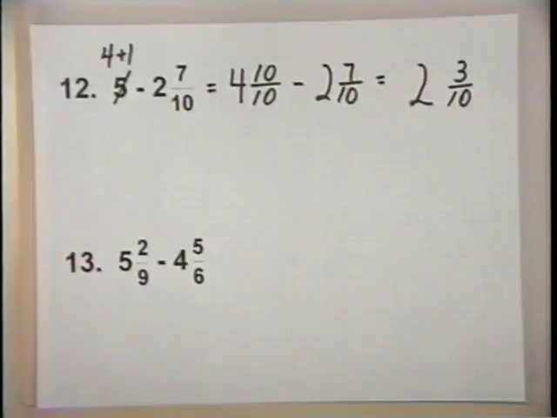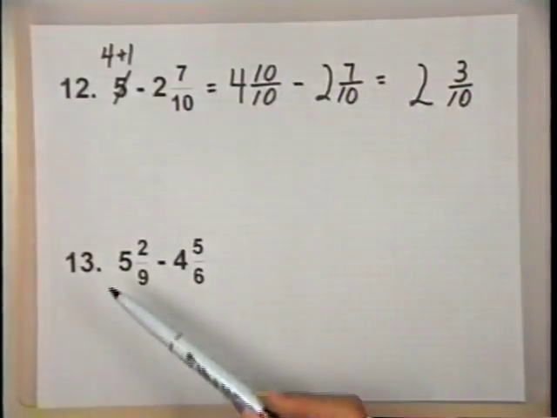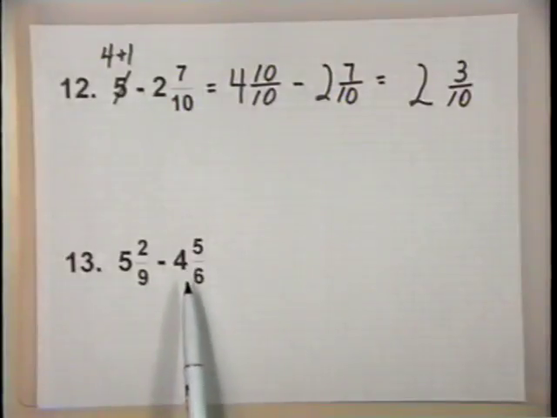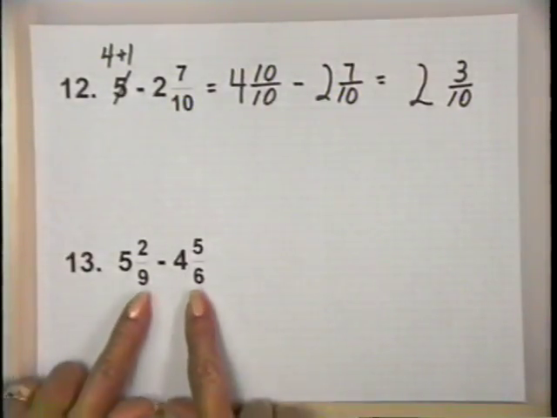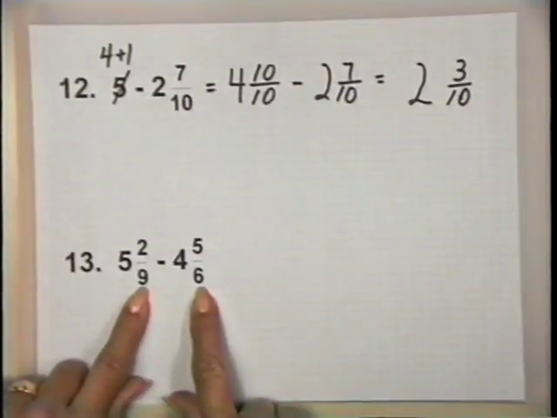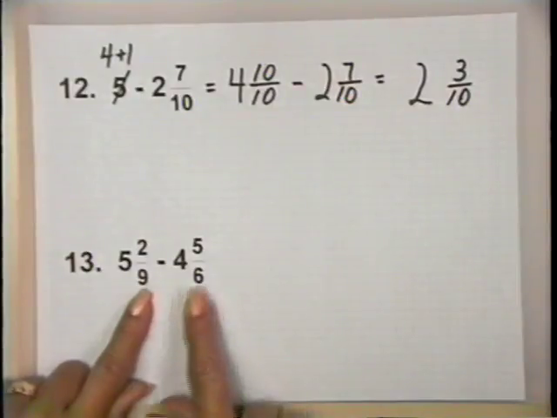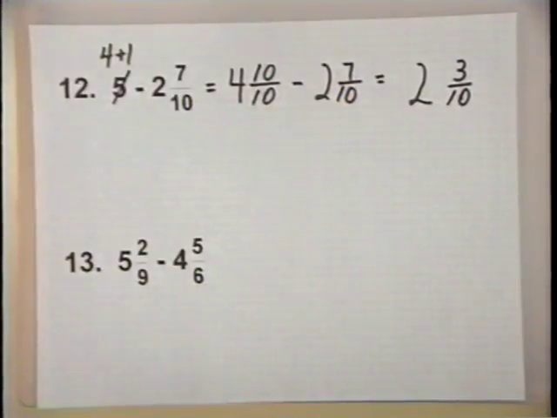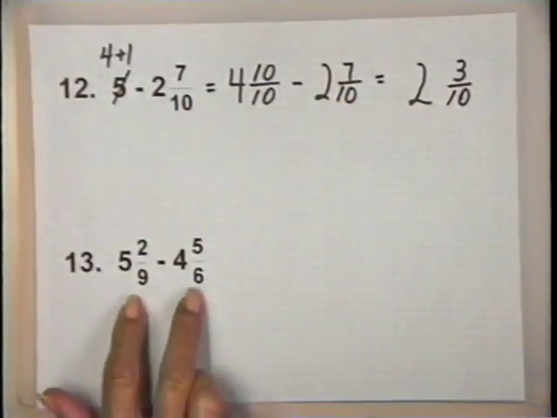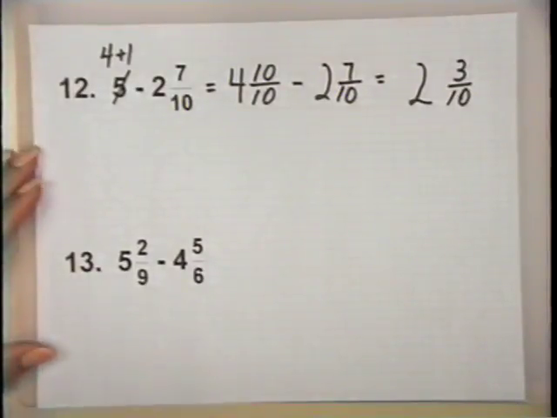In problem number 13, the indicated operation is subtraction. We have 5 and 2 ninths, subtract 4 and 5/6. Now, when these fractions have different denominators, sometimes it's hard to tell which fraction is larger. However, since we have to write them as equivalent fractions, after we have written them as equivalent fractions, it's very obvious which fraction is larger. In this case, you may know which fraction is larger.